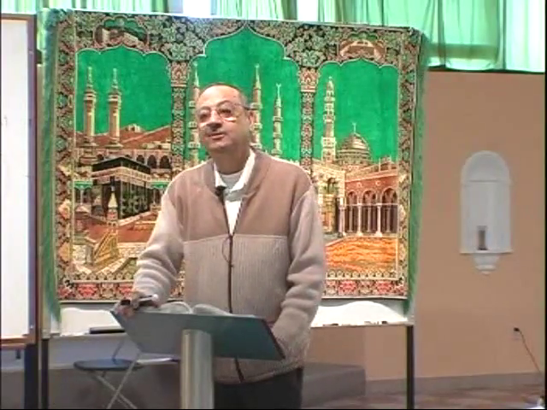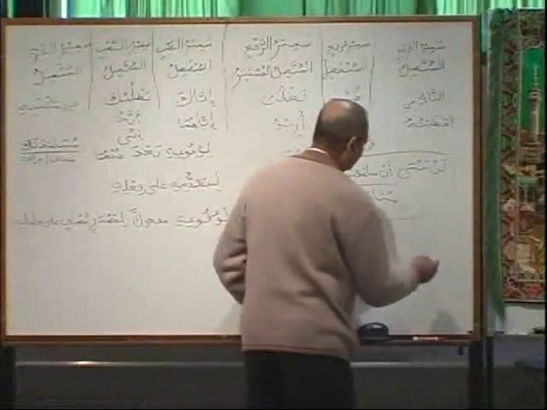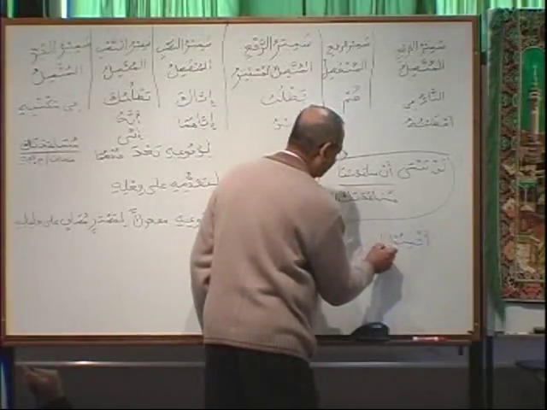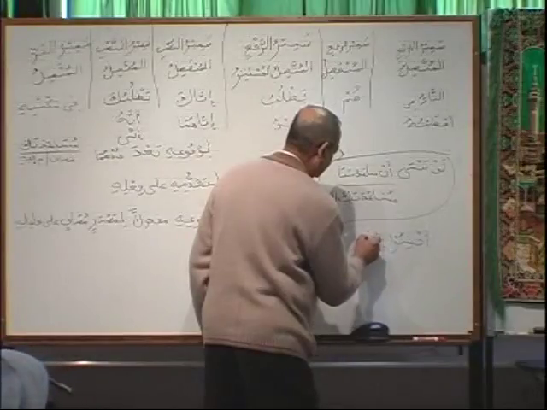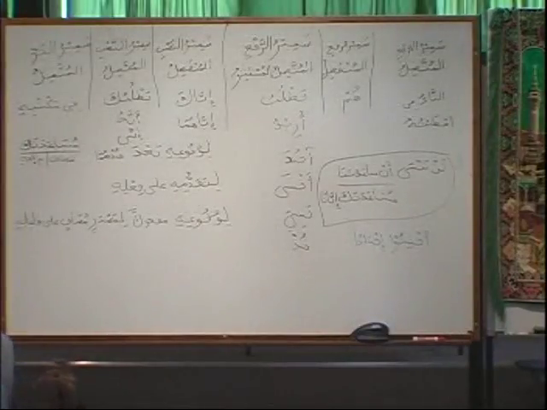So whenever there is a maful mutlaq, there has to be a verb. There has to be a verb. Fi'l and fa'il has to be there. So brother, this is what it is. Hassan, what did I write? Ahsinu, ihsan. What form of verb is this? Form 4. What is the verb? Ahsana yuhsinu.